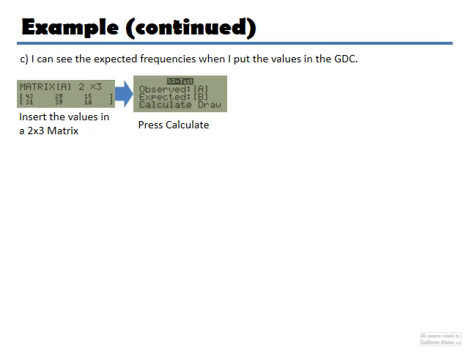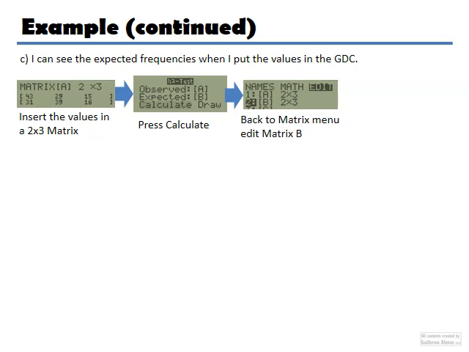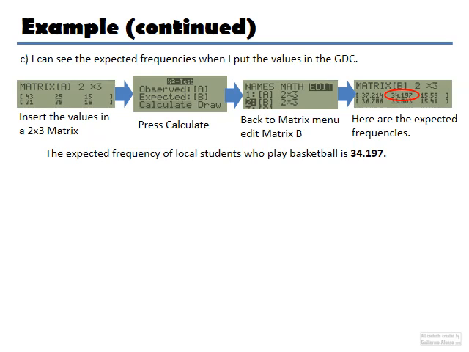I calculate and realize it's going to put the expected in B. I don't have anything here. The calculator is going to do it for me. Now I go back to the matrix menu once I have calculated it, and I will find this. You see how the graphic display calculator filled up the expected frequencies for me. Now they wanted the expected frequency for local students who play basketball, so it's here. And I can say the expected frequency of local students who play basketball is 34.197.